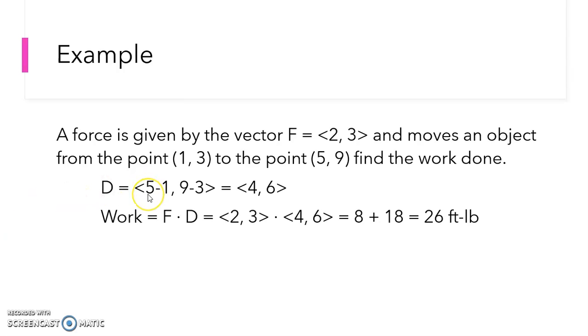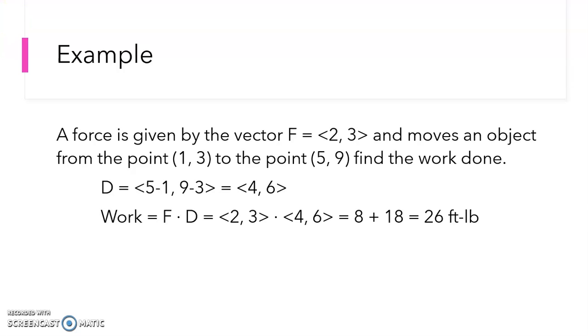So what I did is I did the terminal point minus the initial point. So I did 5 minus 1 and 9 minus 3, and I got 4, 6 for my distance vector. Then I just had to do force dot distance, and that's 2 times 4 is 8, and 3 times 6 is 18, and 8 plus 18 is 26. So this is 26 foot-pounds.